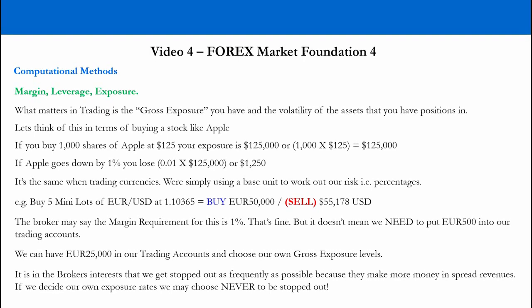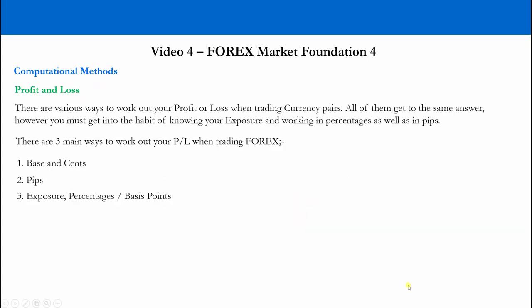So it's pretty important to understand these basic computational methods of margin, leverage, exposure, and what risk really is. Risk isn't how much you can borrow. Risk is the exposure that you've got, so your gross exposure. Now let's move on to our next section for computational methods, which is profit and loss.